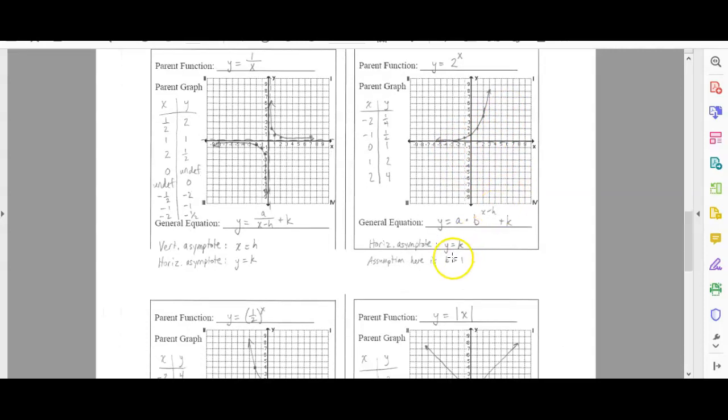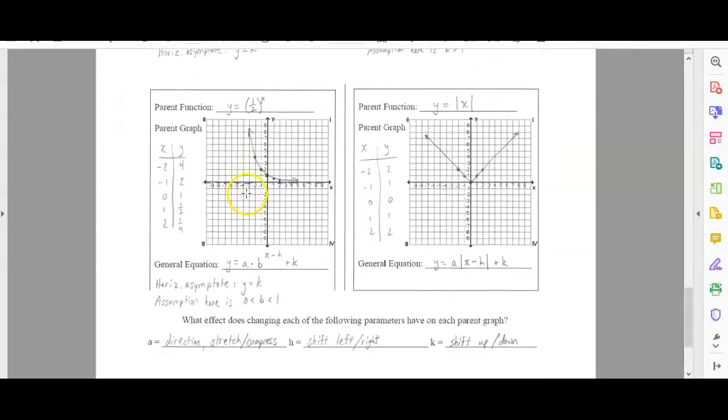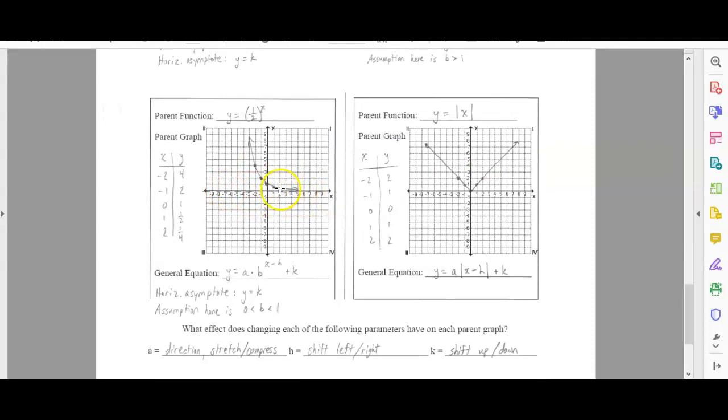All right. The assumption here is that b is greater than 1. So all graphs with a base greater than 1 are going to behave this way. If the graph has a base less than 1, all the same things happen. I have an asymptote at 0 unless it's been shifted, and I have an h value with the x and a k value at the end.